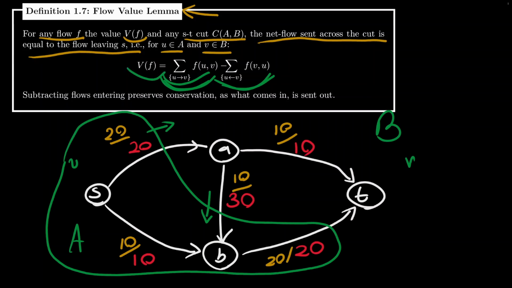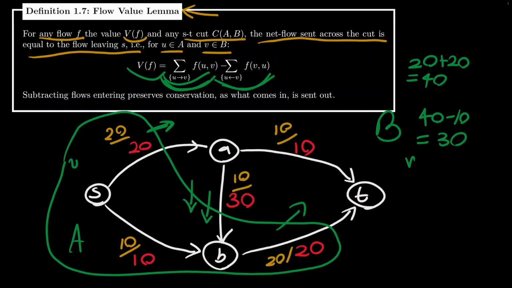So let's illustrate this. We already have this 20 up here exiting, and we have this 20 down here exiting. So 20 plus 20 is equal to 40. Now we have 10 entering, so that would be 40 minus 10. This is equal to 30, which is equal to our flow. As we see here, entering our sink, we have 10 and 20. Our flow here is 30. So this holds. Let's move on to the next insight.